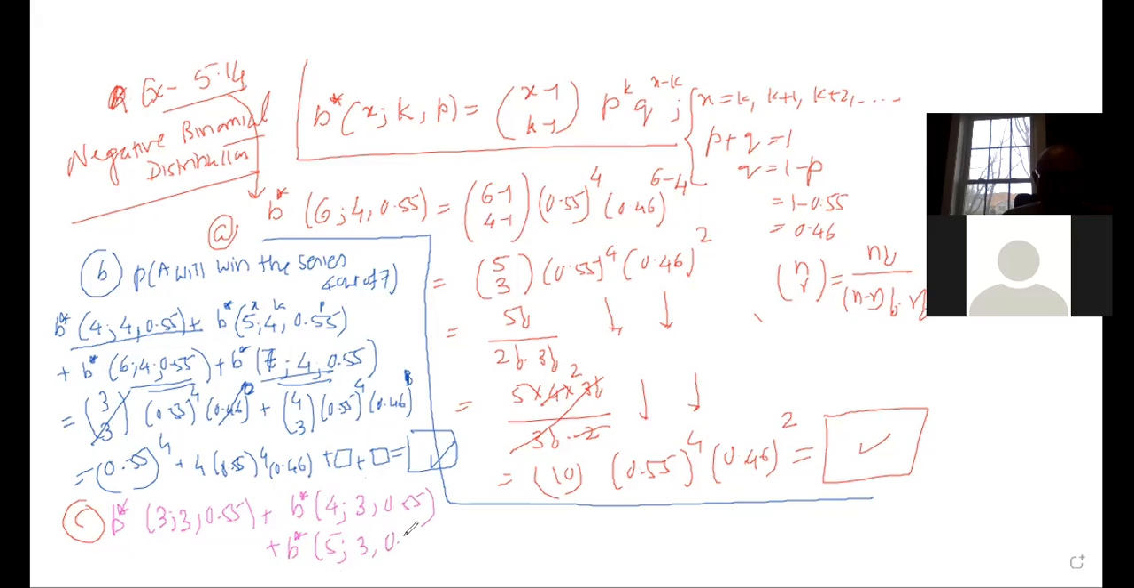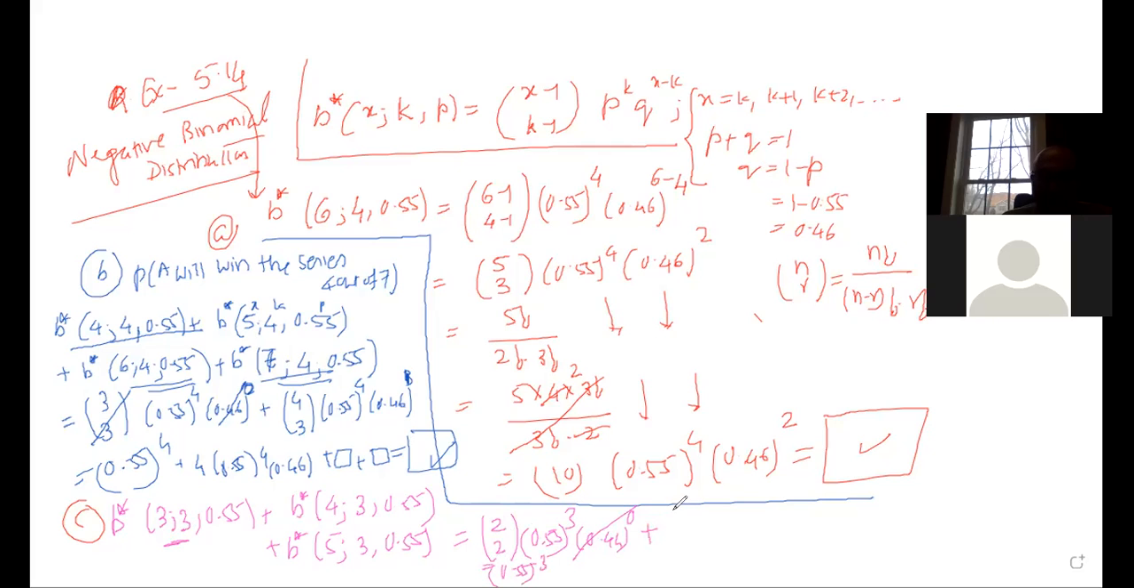5 games, and 3 games are won by Team A, exactly the same thing that you can write as 3C3. So X is equal to 3. Here it is 3 minus 1, that is equal to 2, so (X minus 1) C (K minus 1), and P is equal to 0.55, 0.55 to the power K is 3, and 0.44 to the power 3 minus 3, that is equal to 0. No need to write 2C2, that is simply 1, so it is 0.55 to the power 3.